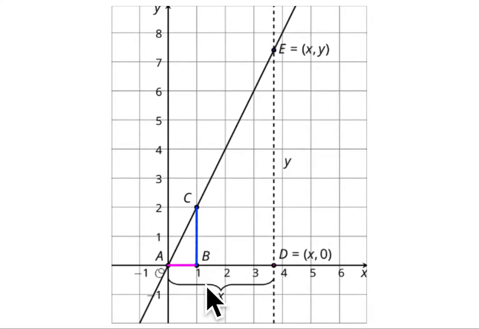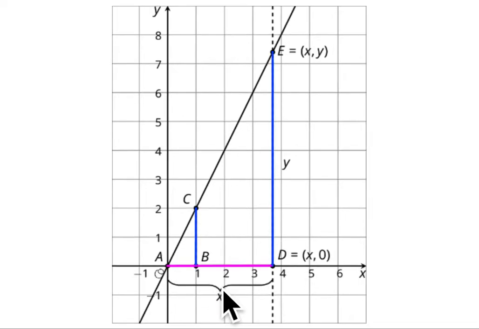So in the first case, you can figure out the slope of this line using this triangle, triangle ABC. The vertical length is 2 units, the horizontal length is 1 unit. So the ratio of the vertical length to the horizontal length is 2 to 1. The vertical length is twice as long as the horizontal length.